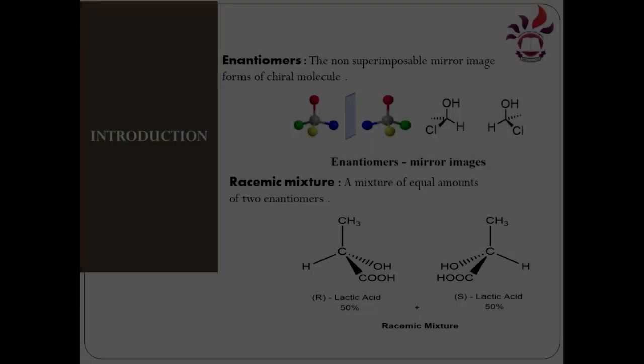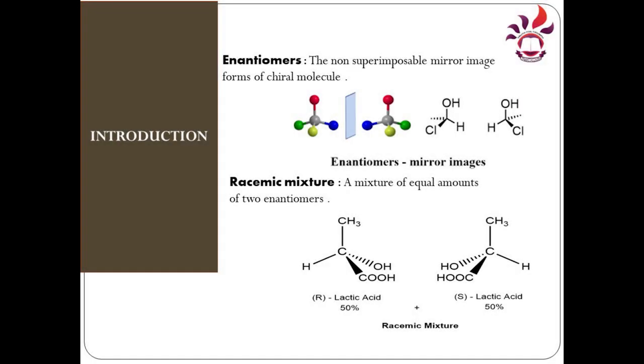Then enantiomers. They are non-superimposable mirror images formed from a chiral molecule. They are called enantiomers. In Greek, enantiomers means opposite. From this diagram, we will see an example of enantiomers.